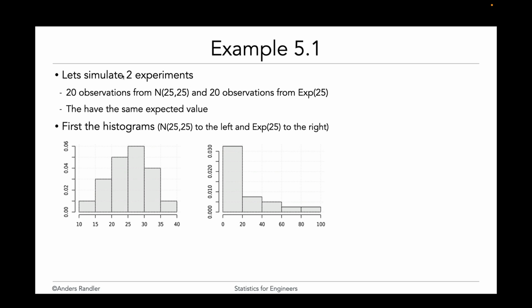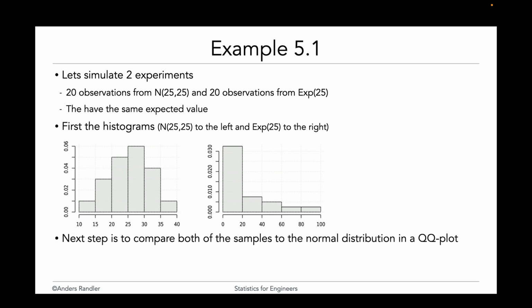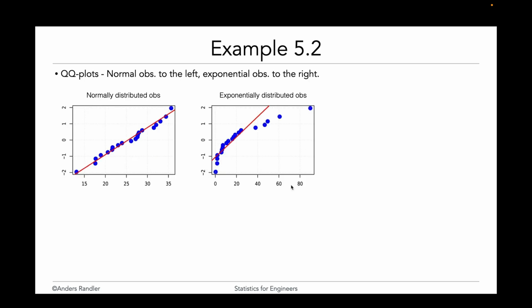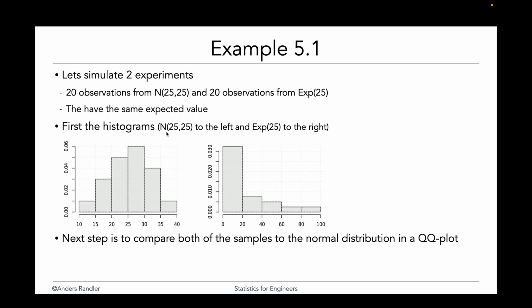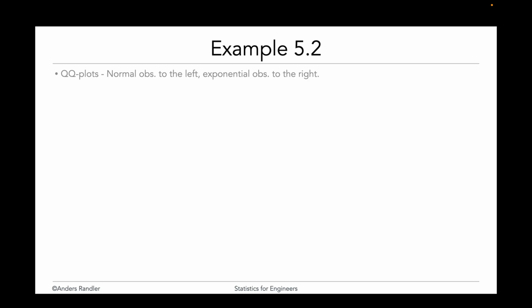And it's simulated, so it's a computer trying to make a normal distribution, make an exponential distribution, and giving you some data, and then it has plotted it also. Next step is to compare both of the samples to the normal distribution in a QQ plot, in order to see if they are normally distributed. Now we of course know that in this case yes, and in this case no, but how does that look when you make a QQ plot? That's the reason I wanted to show you.